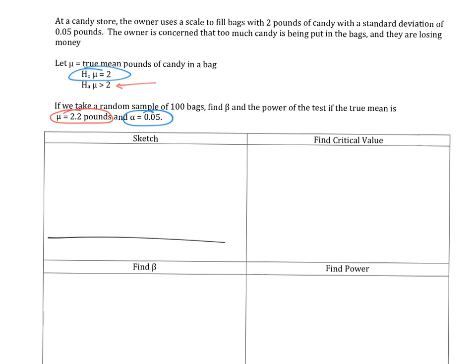All right, here is our number line. We've got 2 and 2.2. We've got the null hypothesis centered at 2, and the alternate centered at 2.2.